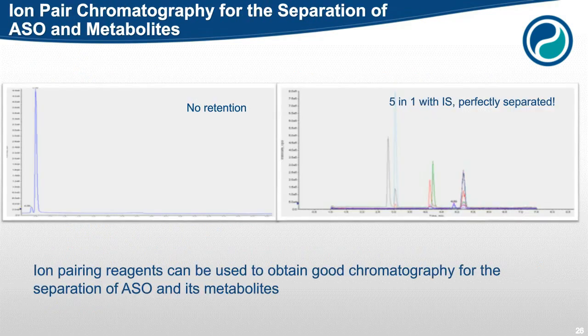Ion pairing chromatography results are shown here. We can see that without ion pairing reagent, the OGN will not be retained, and all compounds are eluted together very early. And when we use the ion pairing reagent, multiple compounds can be well separated, and then they can be quantitated individually.